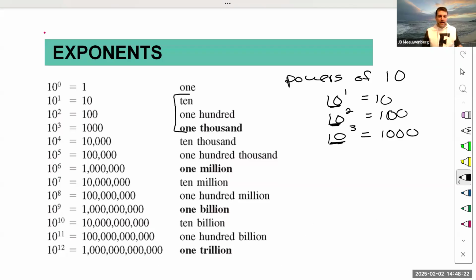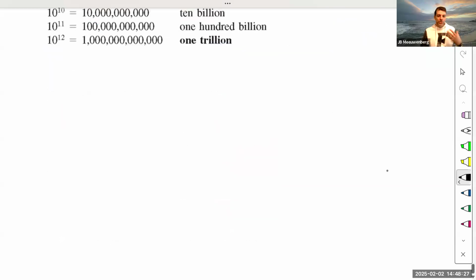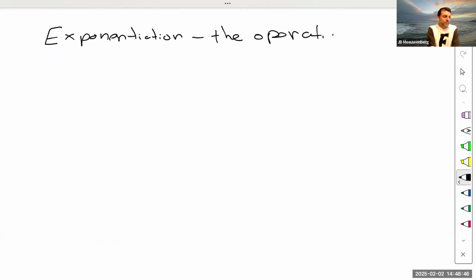So the process of using exponents, the operation, if you will, of raising numbers to a power is called exponentiation. Exponentiation. Again, that is the operation of raising numbers to a power.